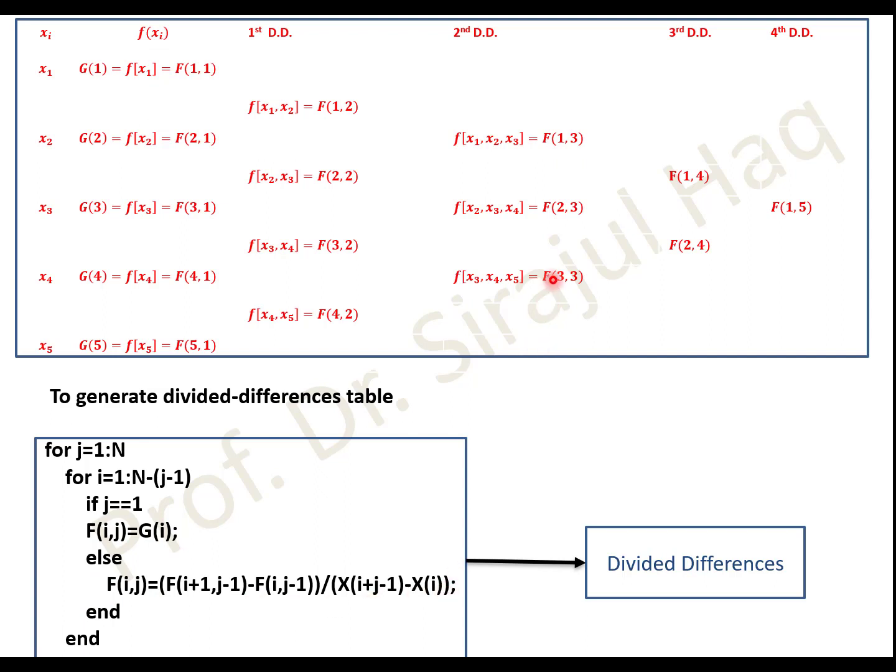And if you look at your table, as we are increasing the values of j, the number of rows is decreasing by 1.